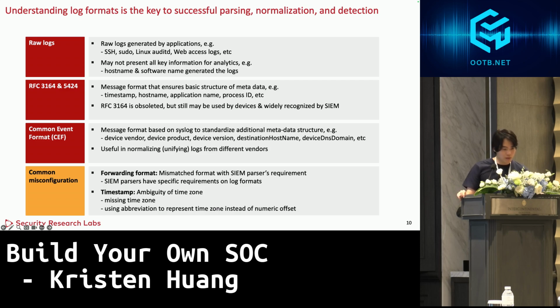So raw logs means just logs generated by the application, like SSH, sudo logs, some web access logs. If you're on Linux, you can see them in the /var/log directories. And the property of those logs is that they may not contain all of the key information for holistic monitoring. For example, host name and software name are not always present in those logs.